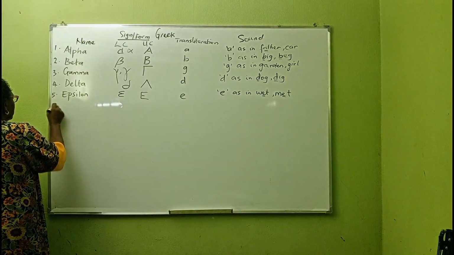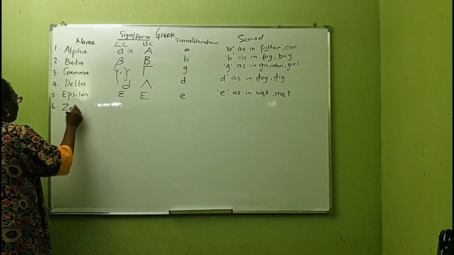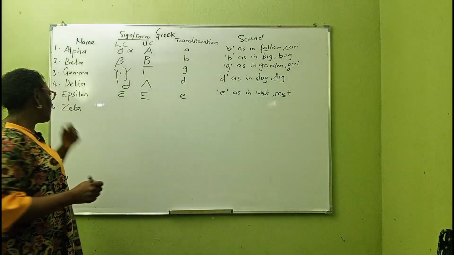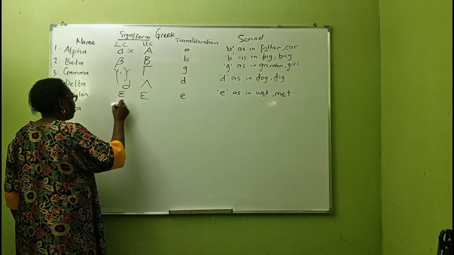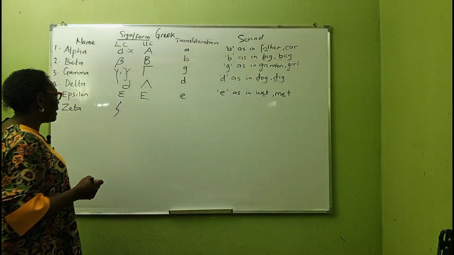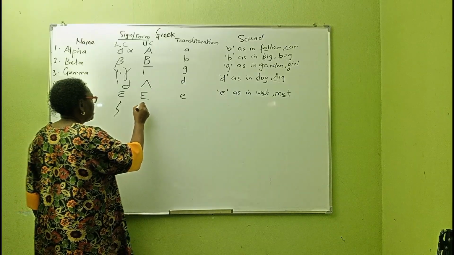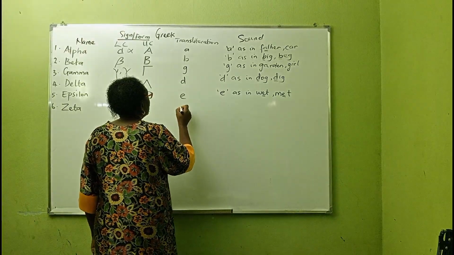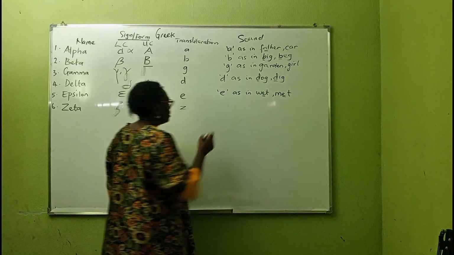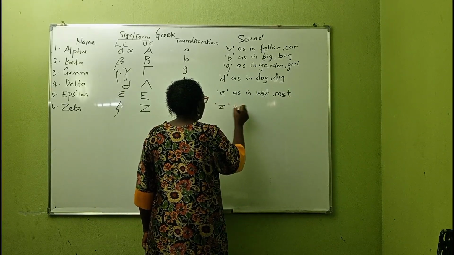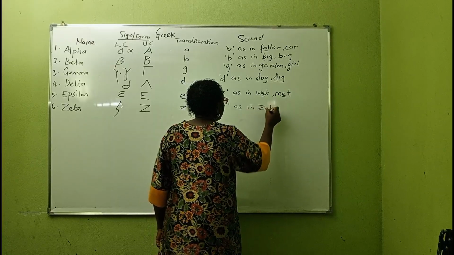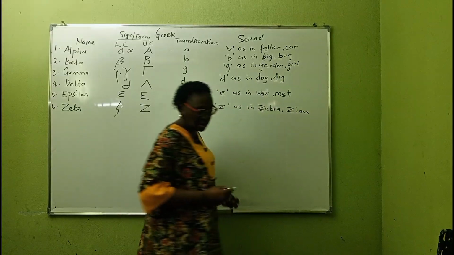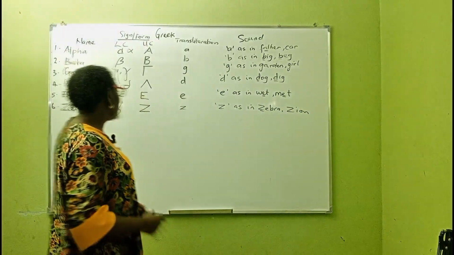And then number 6, we have zeta. Take note, our zeta will be like this one, zeta. And the capital letter is Z. It's our Z as in zebra. So your transliteration is also Z. So you say Z as in zebra, or you say Zion. It is Z. That's your zeta.